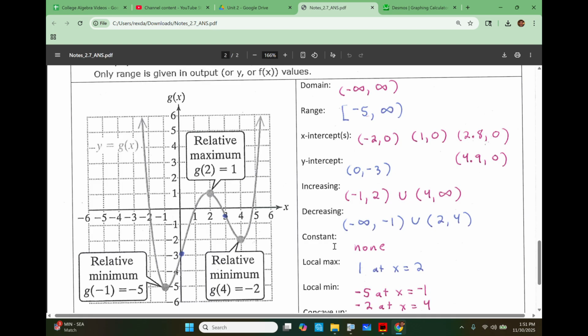Now constant has to be at more than one point. So some people want to consider the turning point constant, but that's not what that means. Constant would be for a certain section where you can write an interval where the y values stay the same, and there's none on this graph.